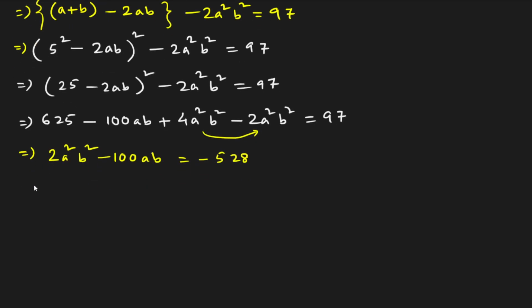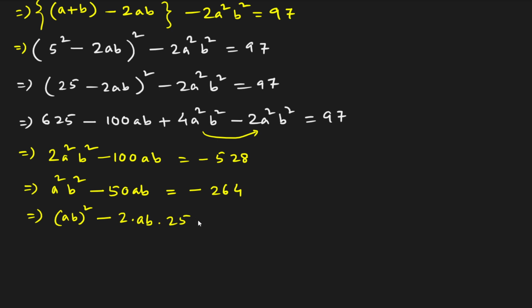So you can divide both sides by 2. So we'll get a square b square minus 50ab is equal to how much? Minus 264 after dividing both sides by 2. This implies, now this a square b square we can write ab whole square, 50ab we can write 2 into ab into 25. So this is of the form a square minus twice ab.